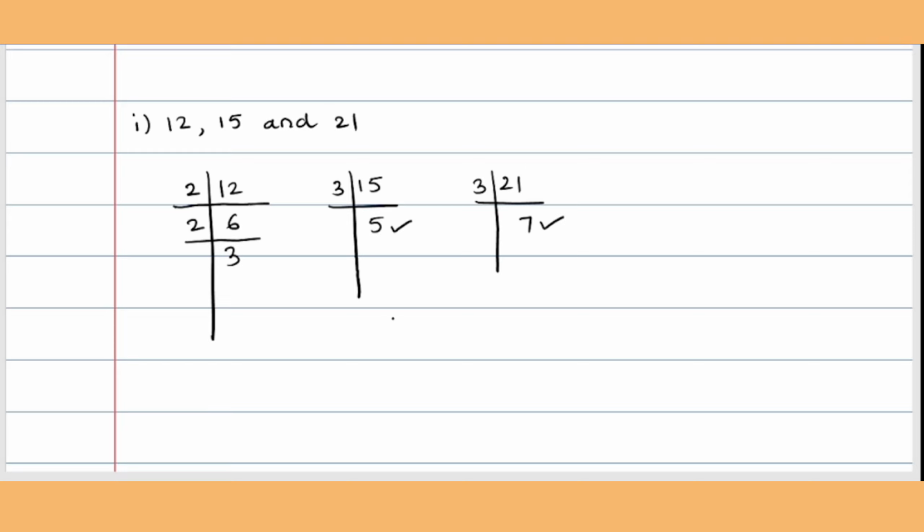Now we have to find the LCM and HCF of the set of numbers. Now the HCF is the highest common factor. Look for the common prime factors for all three numbers, that is 12, 15 and 21. First of all I will write the prime factorization for the set of numbers. For 12 we have 2 multiply 2 multiply 3. For 15 we have 3 multiply 5. For 21 we have 3 multiply 7.